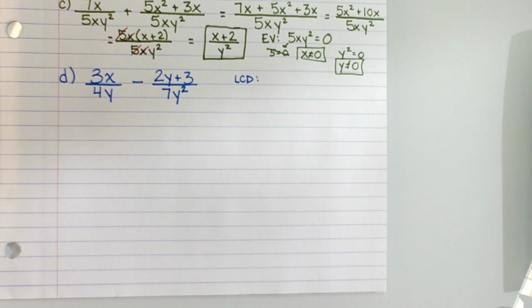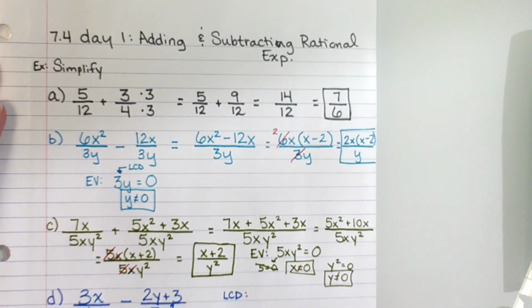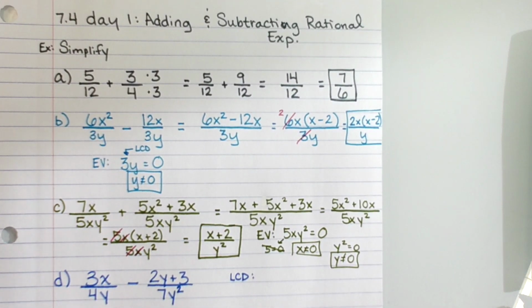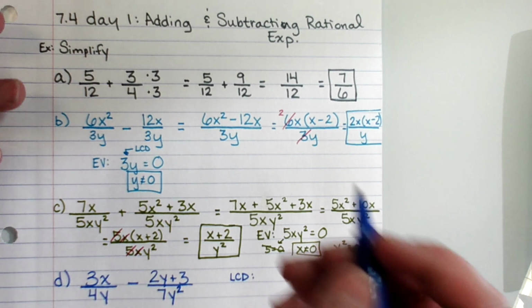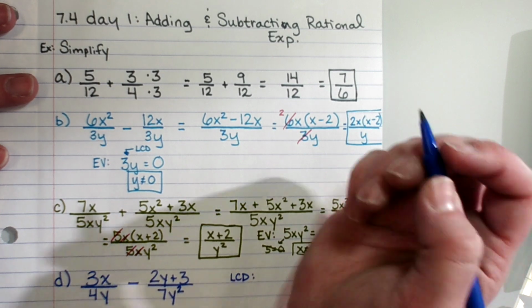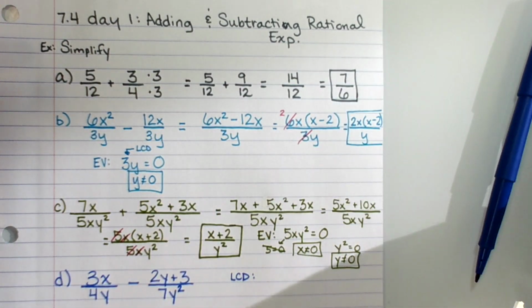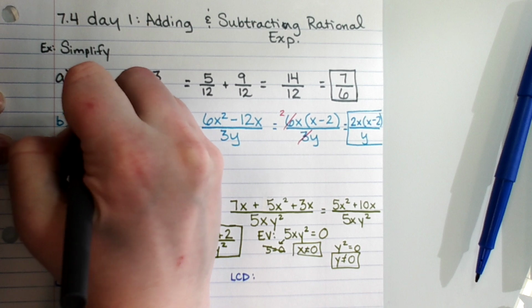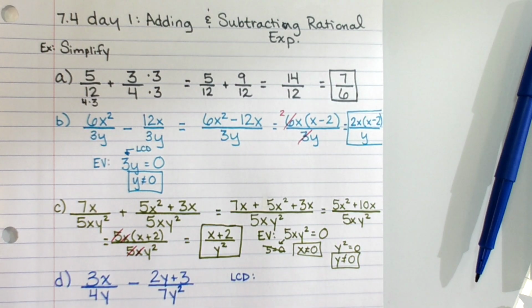Can I factor 4y? No. Can I factor 7y squared? No. When there's no addition or subtraction, it's kind of like working with regular fractions. Back on this first problem, when we had the 12 and the 4, you guys knew your multiples well enough to come up with 4 could multiply into 12. But essentially what you did here is you recognized that that 12 was 4 times 3.